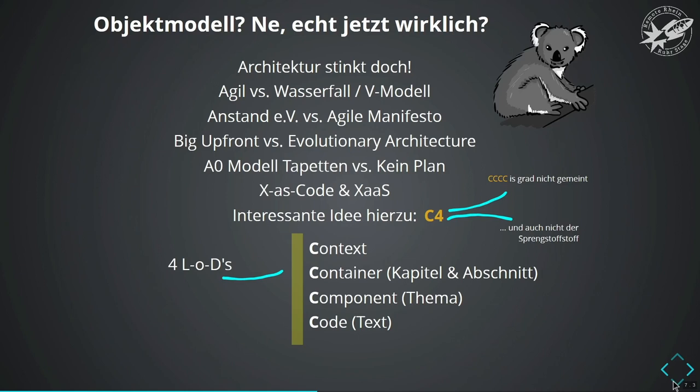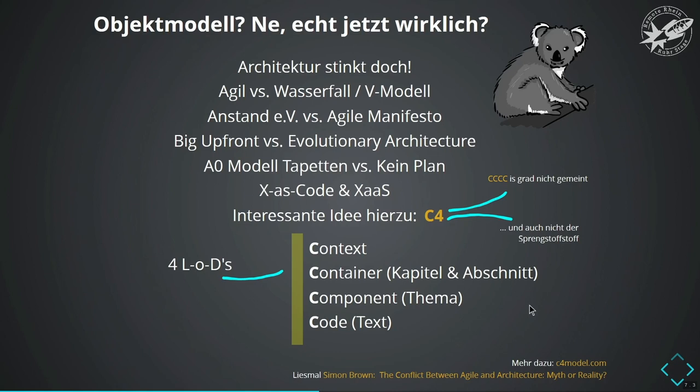And so he thought, let's look at these four levels of detail: context, container, that doesn't mean Docker containers, but that we could talk about chapters and sections here, and components. Those are the basic packages. And then there's the code, so the text itself. And in those four abstraction layers, Simon thinks in these levels. And if you want to read about it, I've linked this, of course, again. Also about the debate of Agile versus architecture. There's a nice slide deck, very amusing to read.